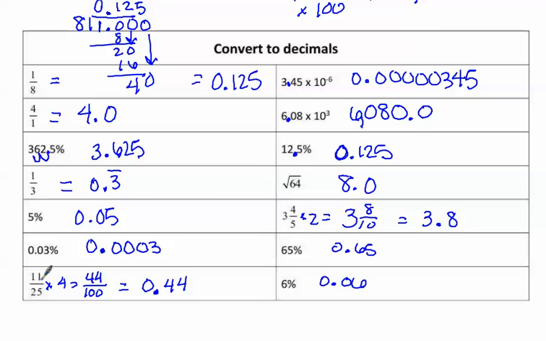Look at your fractions with 11/25 and 3 4/5. Keep in mind that you can create an equivalent fraction, so it's easier for you to convert it to the decimal. Make it out of a place value such as 10, 100, or 1,000.